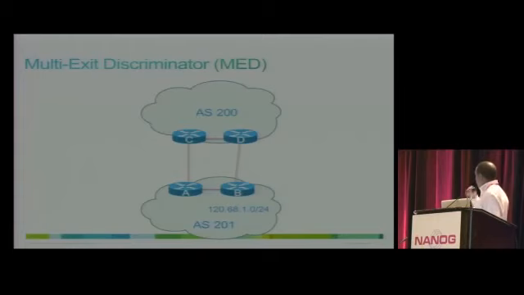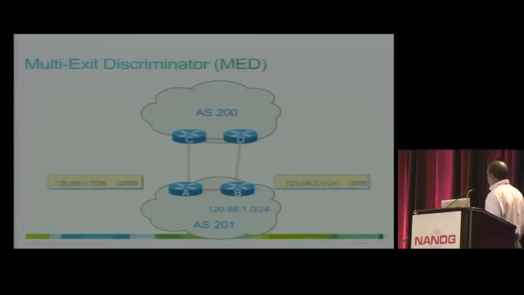So for example, in this particular case, let's say AS201 advertises 120.68.10 with a multi-exit discriminator of different values for the two different exit points. By doing that, for example, in this case, it is setting 2,000 advertised to C and 1,000 advertised to D.